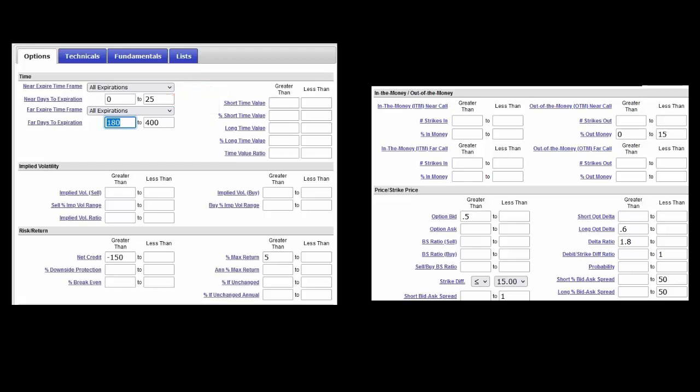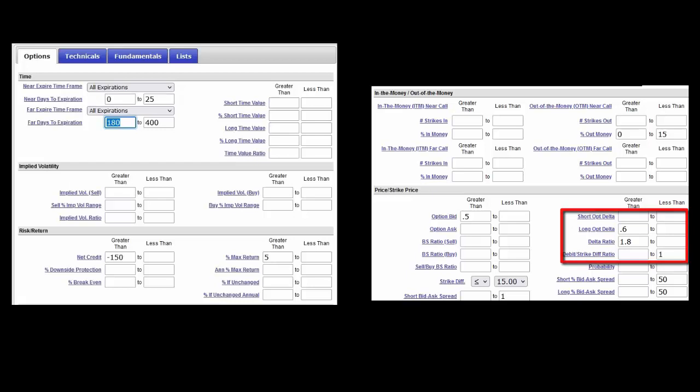What doesn't change? The delta. I want to look for a delta on my long of at least 0.6. I want to be in the money with this call that I'm buying for the strategy. I might even go higher to 0.7 in this case. But what I also want to look for is a good delta ratio. What is this? It's the delta of the long divided by the delta of the short. And I probably want to start off at least 1.8, 1.7 in that case.